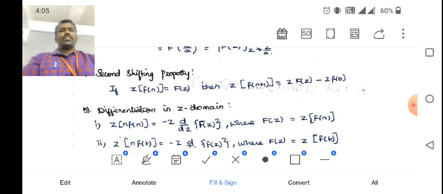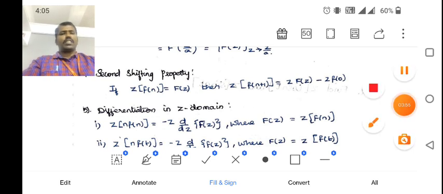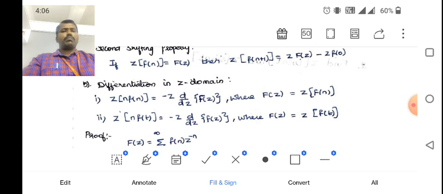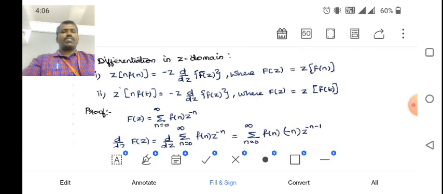Next one, second shifting property. If Z of f(n) equals F(z), then Z of f(n plus 1) equals z F(z) minus z f(0). Differentiation in the z domain: Z of n f(n) equals minus z d by dz F(z), where F(z) equals Z of f(n). Z of n f(t) equals minus z d by dz F(z), where F(z) equals Z of f(t).